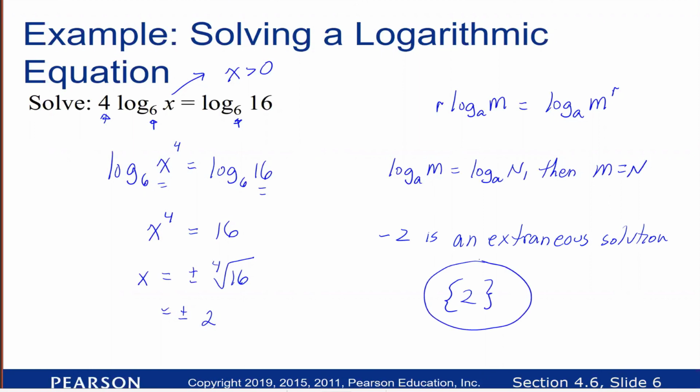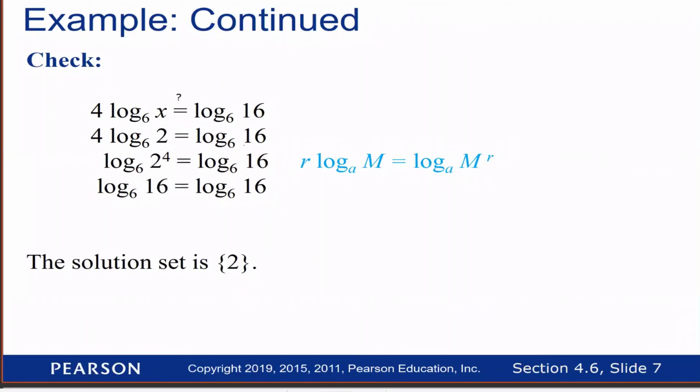So in this problem, the two takeaways are: use your properties of logs to isolate each log so that you can set the arguments equal to each other. And secondly, make sure you check your answers to make sure that any solution is in the domain of the original expression. And then here we're just checking our answer to make sure that 2 is in fact a solution.